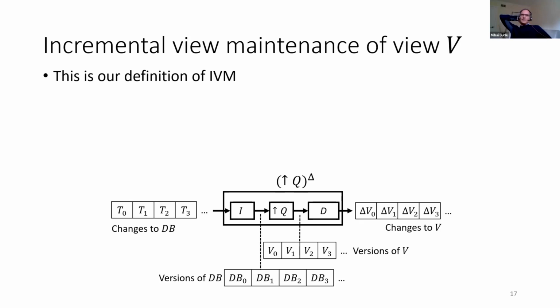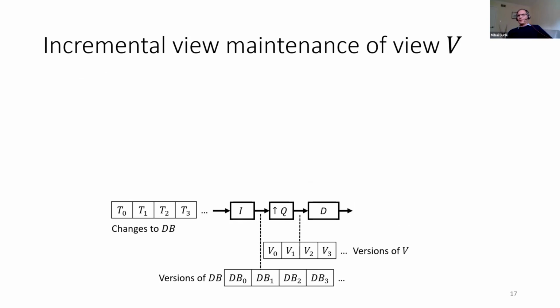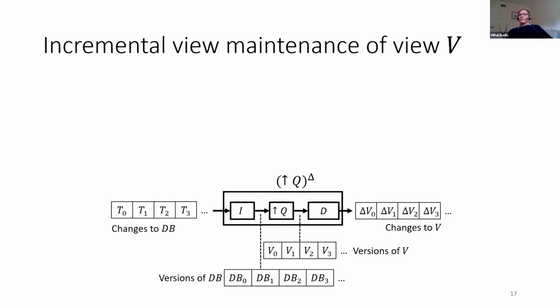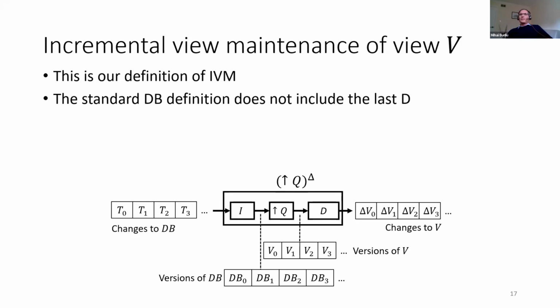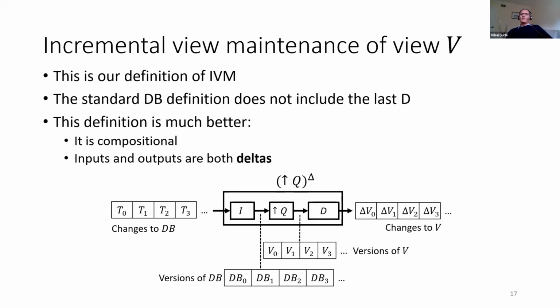So let's think what we want to do. Given a set of transactions, we want to compute the changes to the view directly. That's what we call incremental view maintenance. This is not exactly like the traditional definition. The traditional definition would be missing this last differentiator. It would look like this picture, really. But I claim this is a much better picture because it's composable.